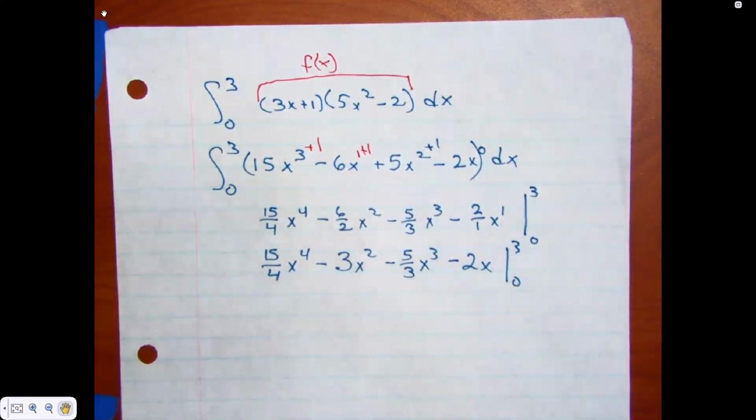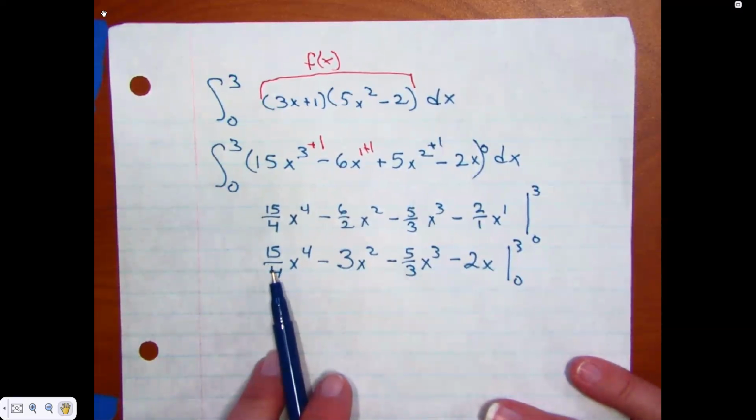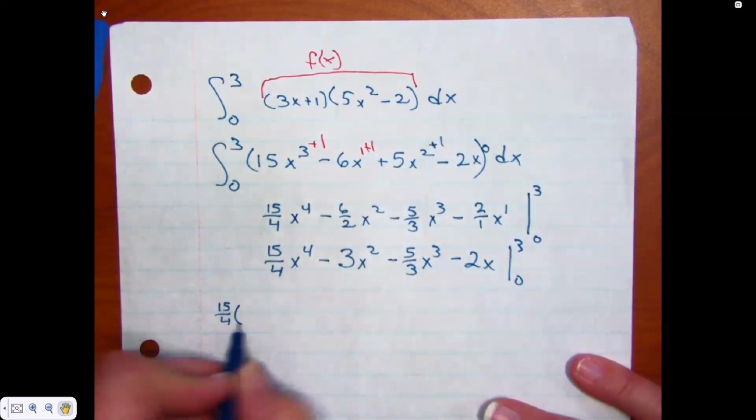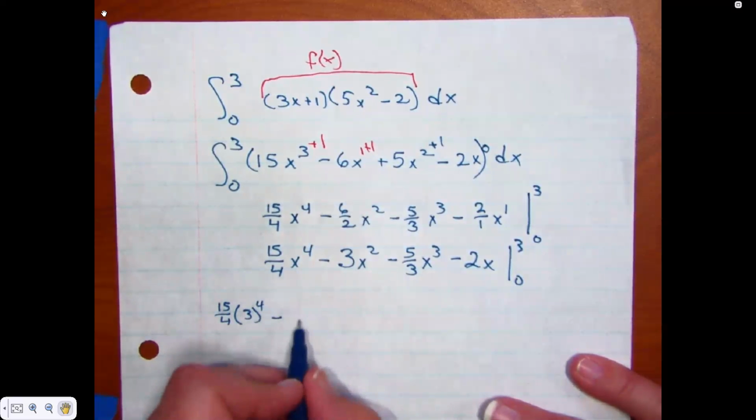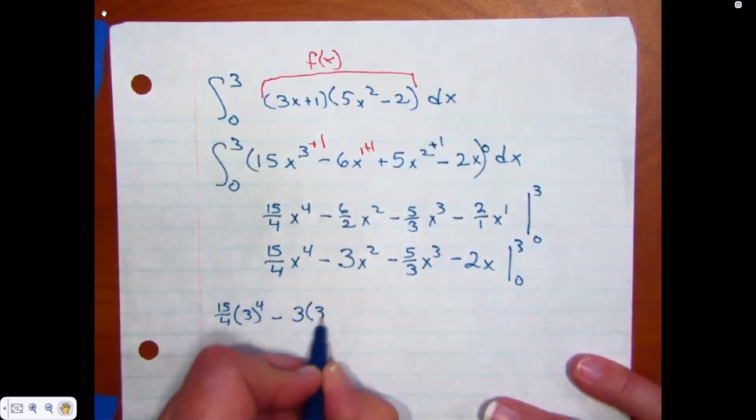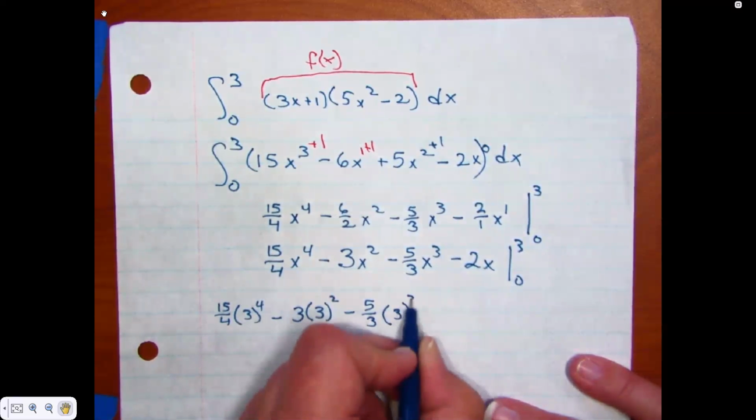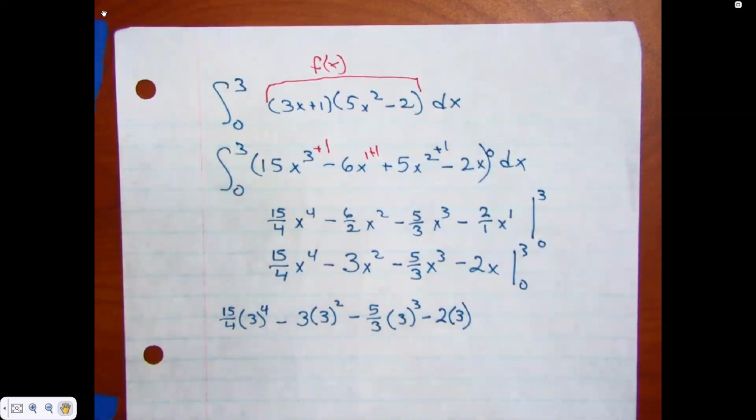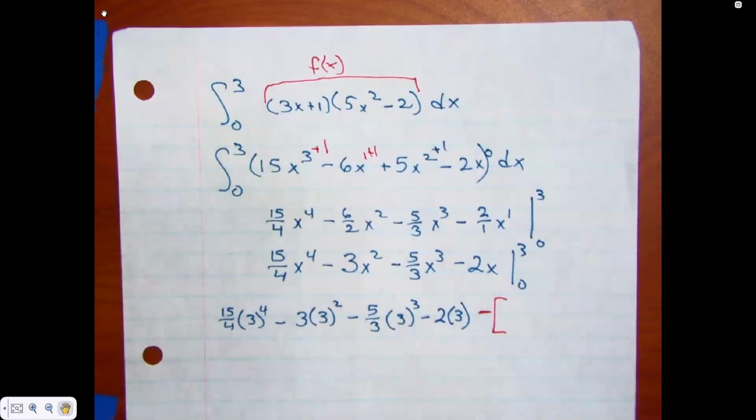It'll probably help to have some type of calculator because it does get a little crazy. This numerator is actually in the thousands, so sometimes that can mess with the calculator. But 15/4, and then you have to do 3 to the 4th, minus. We do get lucky here. Let's talk about where we get lucky. 3 and then 3 squared, that's doable. 5/3 times 3 to the third, minus 2 times 3. Maybe I'll even do it in red. Minus, and then don't forget your bracket.